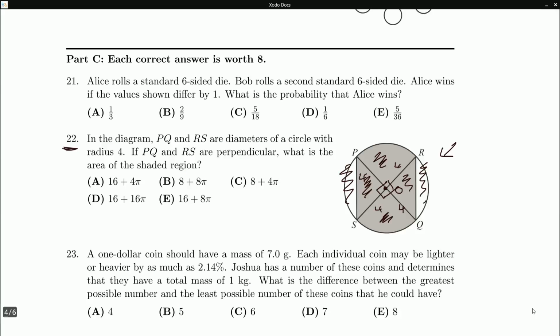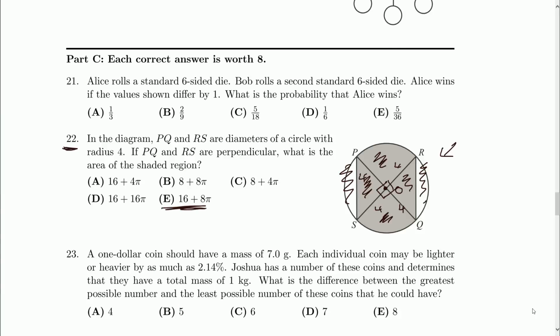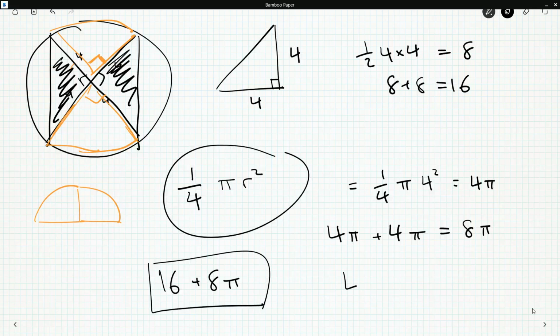And what have we got here? 16 plus 8 pi is E right there. So E is going to be our answer.